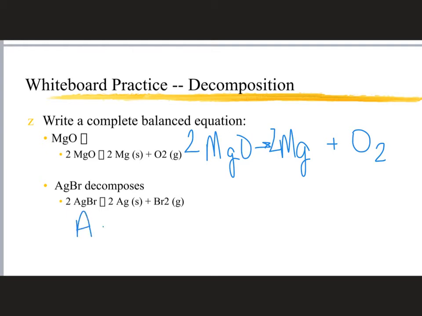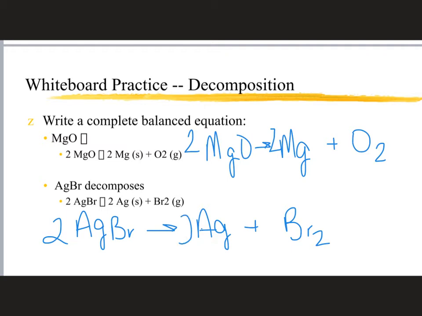For silver bromide, AgBr, going to break down the silver and the bromine. So the silver, is that diatomic? No. The bromine diatomic? Yes. So we put a 2 there. So that creates an unbalanced equation just like above. So I'm going to need 2 silver bromides to make 2 bromine on the left to match the 2 on the right. That creates 2 silver. So again, we need a 2 on the Ag.